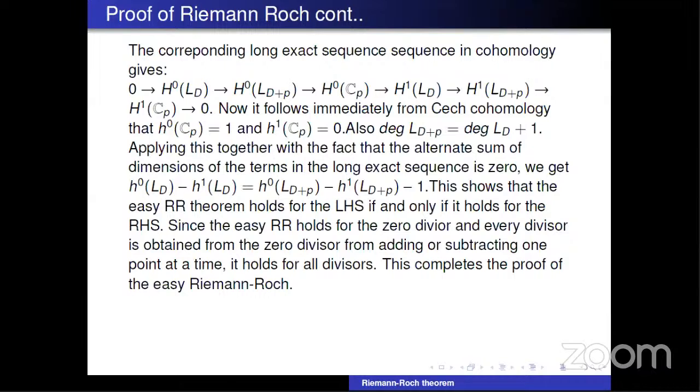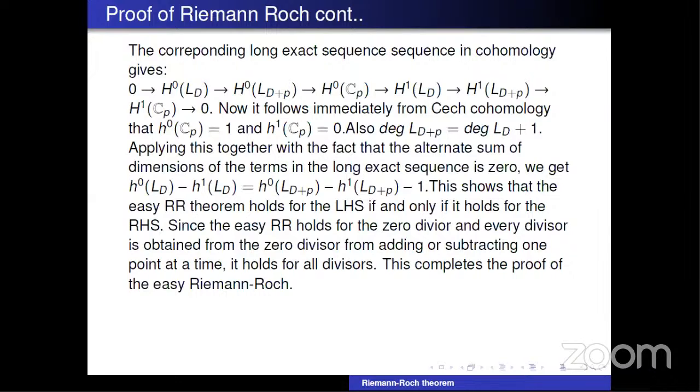Now this shows something interesting. It shows that the Riemann-Roch theorem holds for the left hand side if and only if it holds for the right hand side. Because for example, if the left hand side is degree of D plus 1 minus genus, then h⁰(L_{D+P}) minus h¹(L_{D+P}) will be degree of D plus 2 minus genus. That is the same as degree of D plus P plus 1 minus genus. So it follows immediately that the Riemann-Roch theorem holds for the divisor D if and only if it holds for the divisor D plus P, and conversely.